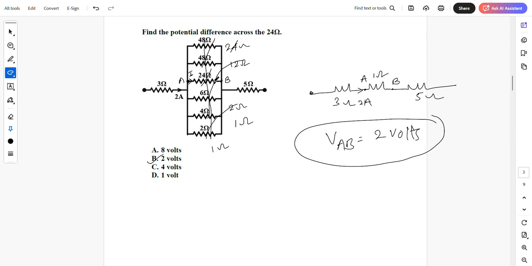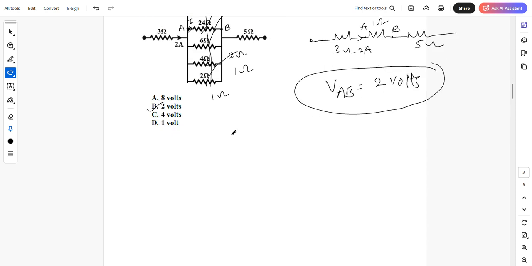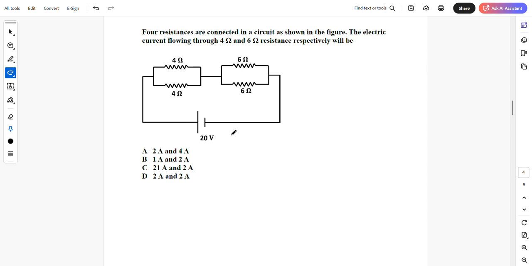Okay, why have I taken A and B here? Because the same potential will be there. 2 volts here, 2 volts here, 2 volts, 2 volts, 2 volts, and 2 volts here. Right. Okay, now let us come to the next problem.